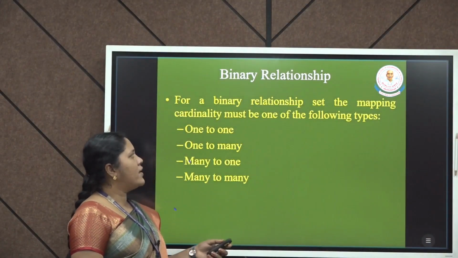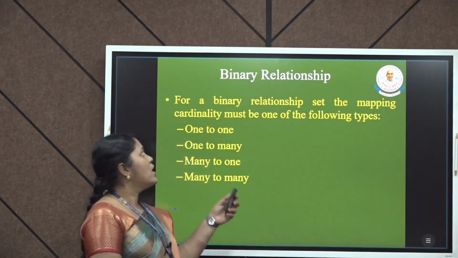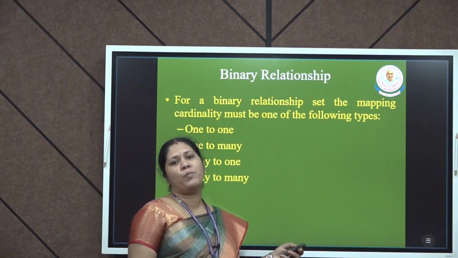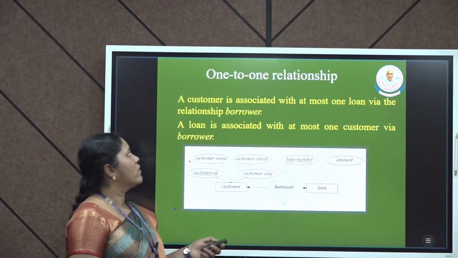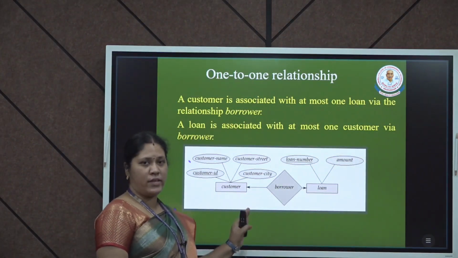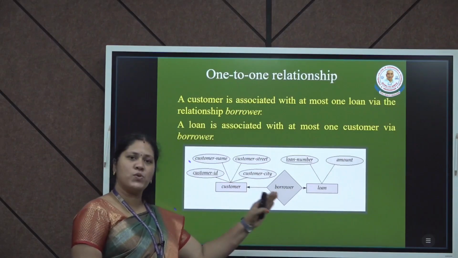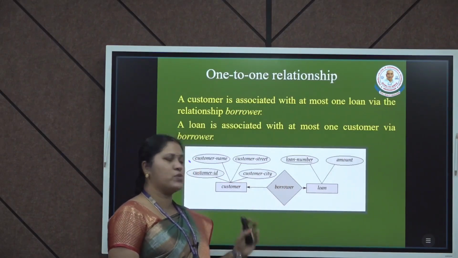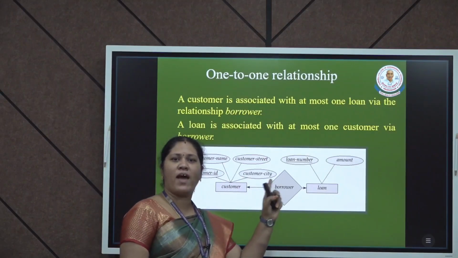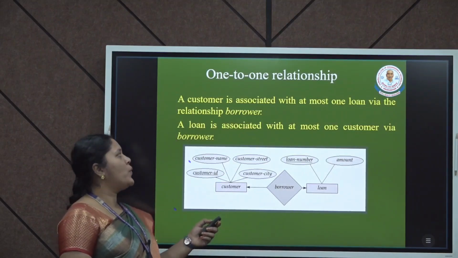So next, binary relationship. An entity associated with another entity is called a binary relationship. Binary relationship is classified into one-to-one, one-to-many, many-to-one and many-to-many. One-to-one relationship: a customer is an entity, a loan is an entity. They are both associated via a relationship called borrower. Here a single customer will have only one loan. That is an example of one-to-one relationship.